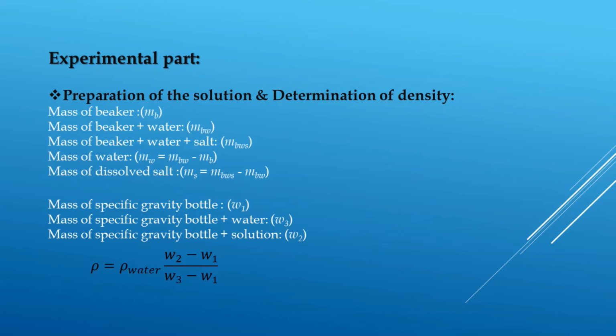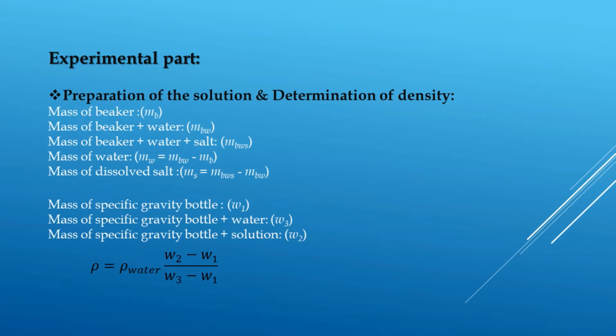We'll measure the mass of the beaker plus water, and the mass of the beaker plus water plus salt. Then we can calculate the mass of the water and the mass of the dissolved salt, right? So these masses we'll use to calculate the values. That we'll see later on.